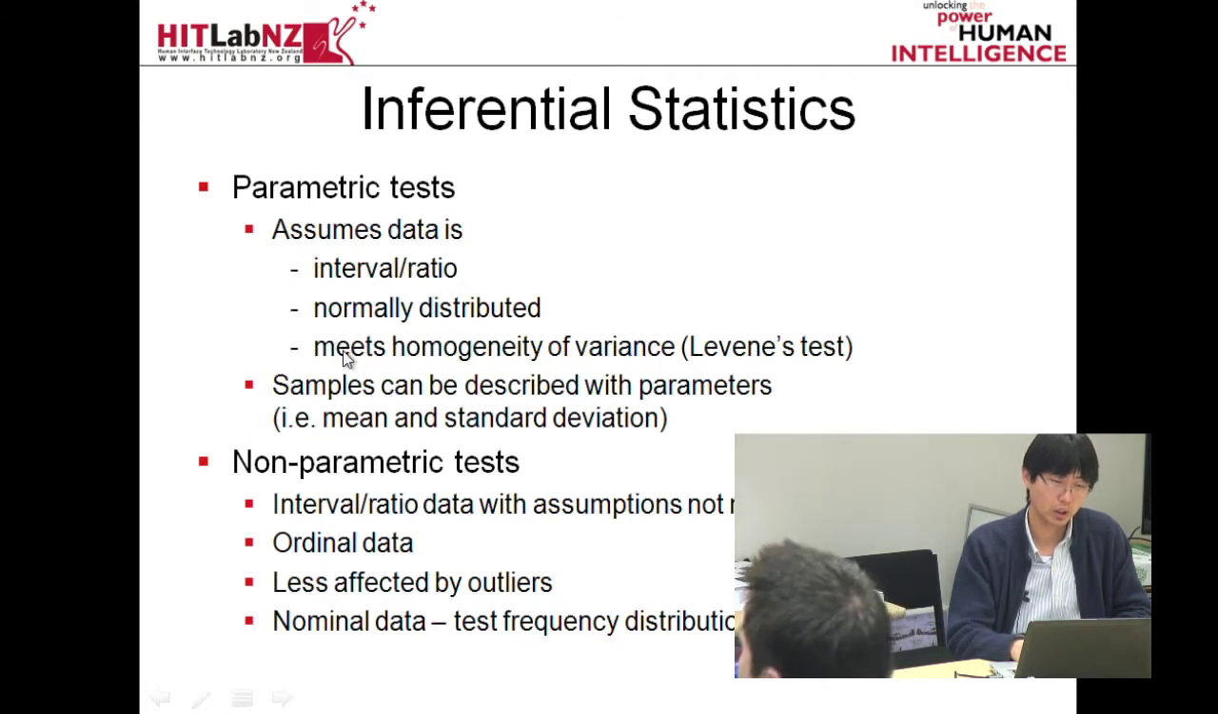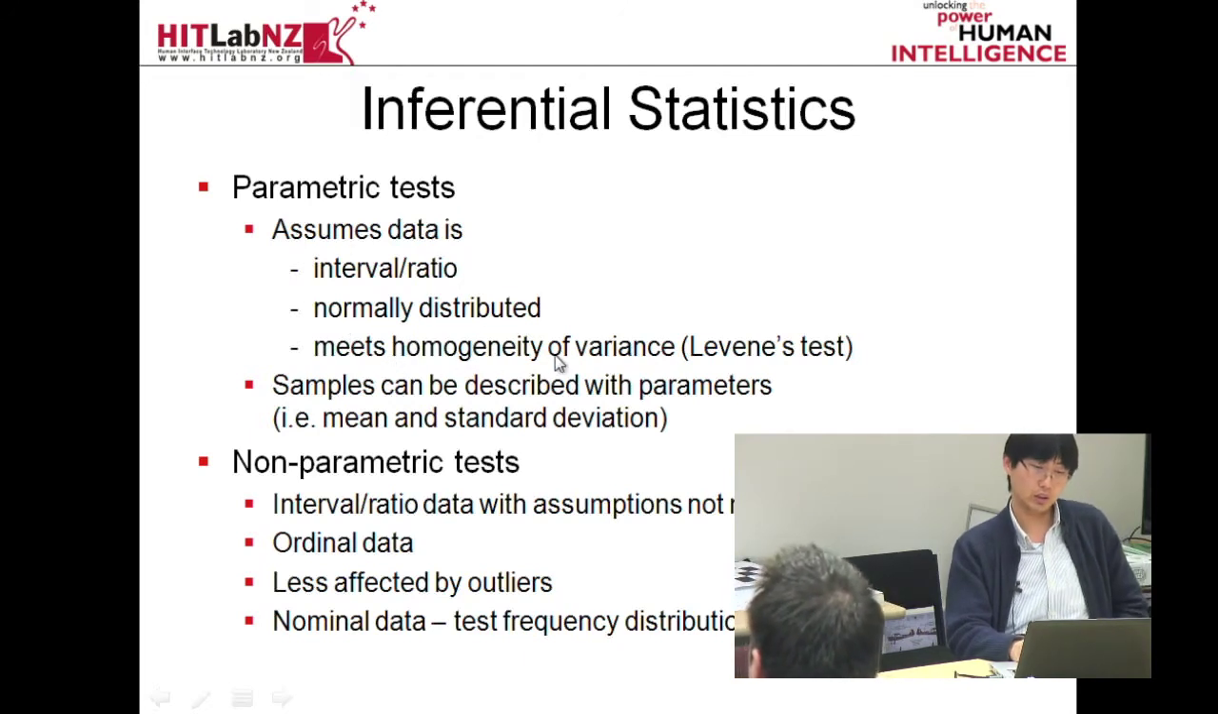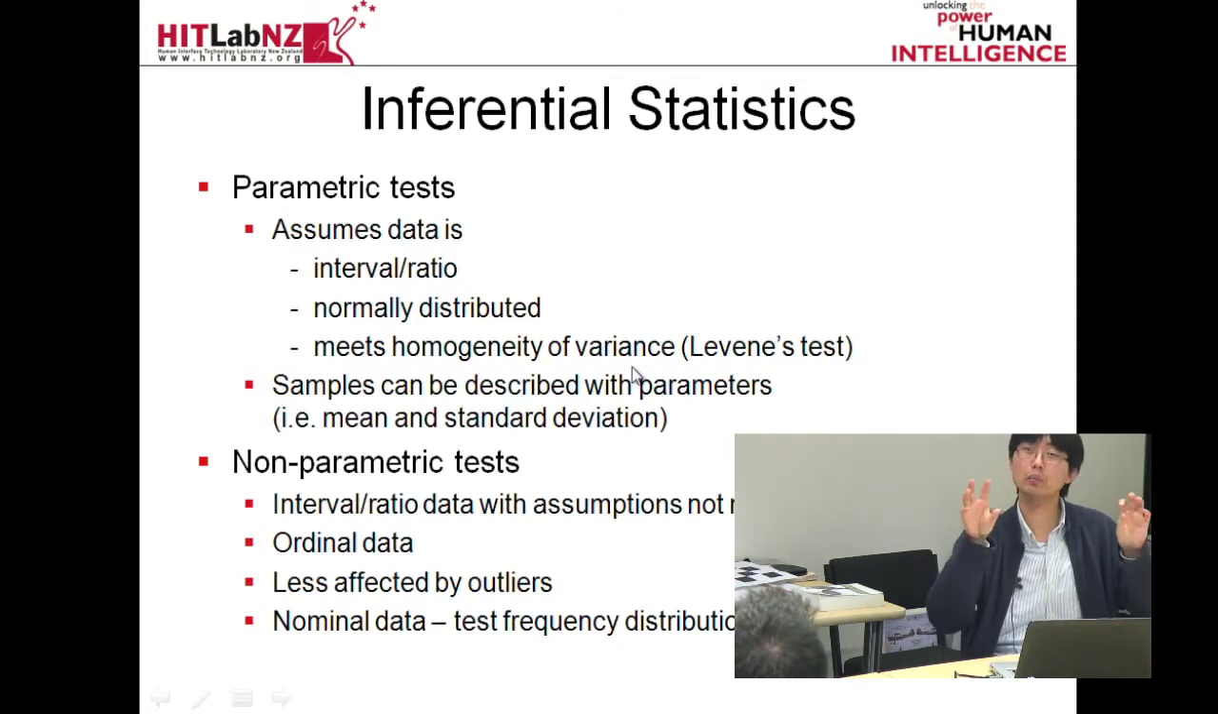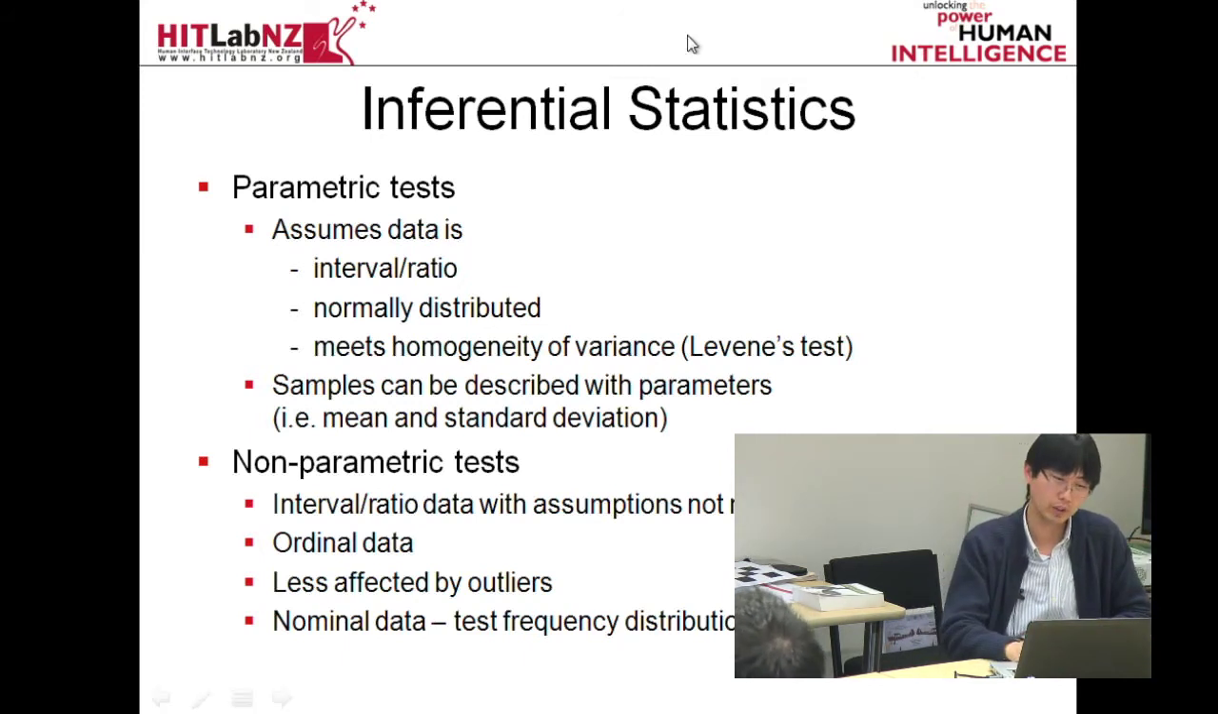There is also another assumption that parametric test assumes, which is homogeneity of variance, which basically means the two samples you have have pretty much the same standard deviation. So if you have two samples and you've printed out the standard deviation, and one is very big compared to the other, such as the first sample has standard deviation of 1 and the second has, say, 50, then that might be too different.